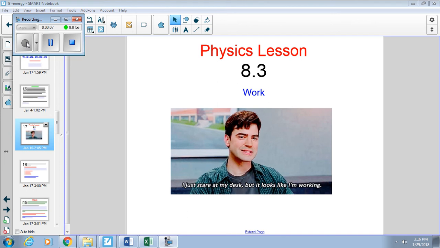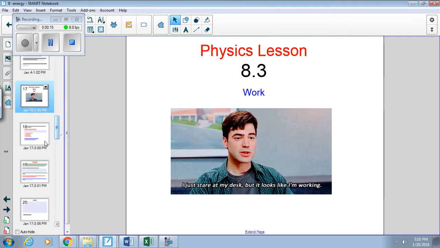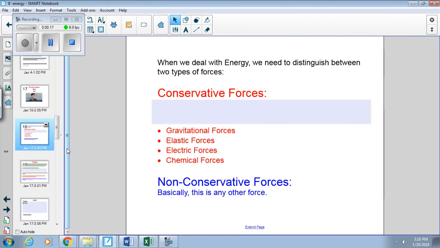Physics lesson 8.3. Work. Alright, so let's get started. First thing we need to go over is being able to distinguish between types of forces.